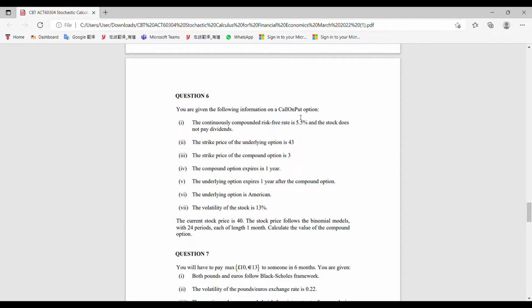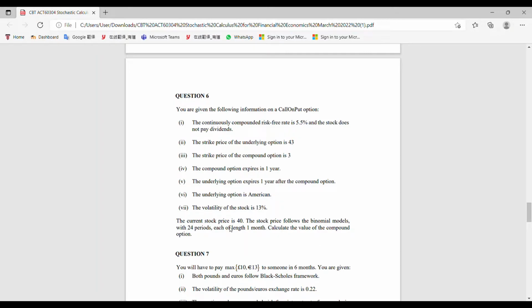So for question 6, you are given the following information on a call on a put option. The continuously compounded risk-free rate is 5.5% and the stock does not pay dividends, so the delta is 0. The strike price of the underlying option is 43. The strike price of the compound option is 3 and the compound option expires in 1 year. The underlying option expires 1 year after the compound option. The underlying option is American. The volatility of the stock is 13%. The current stock price is 40. The stock price follows a binomial model with 24 periods, each of length 1 month. Calculate the value of the compound option.